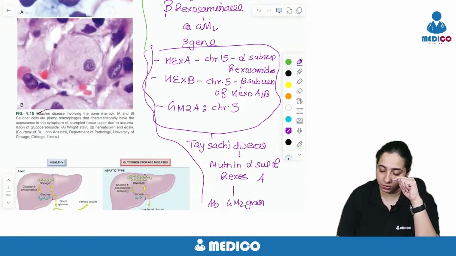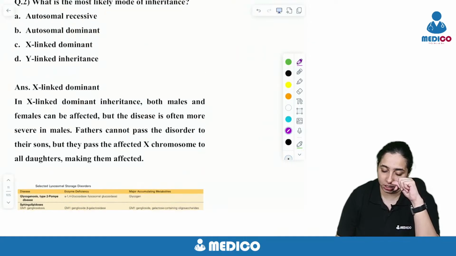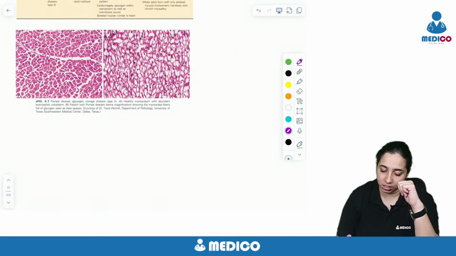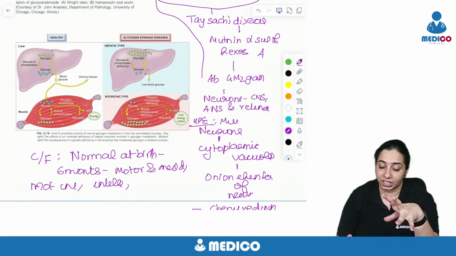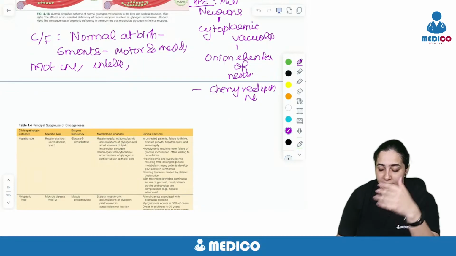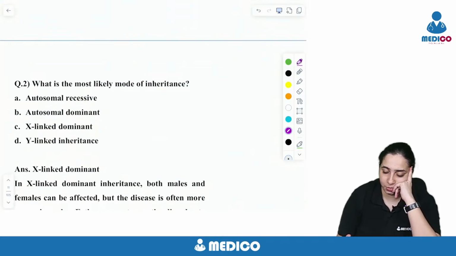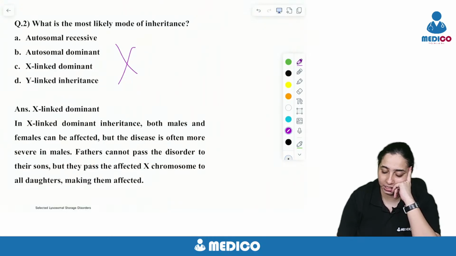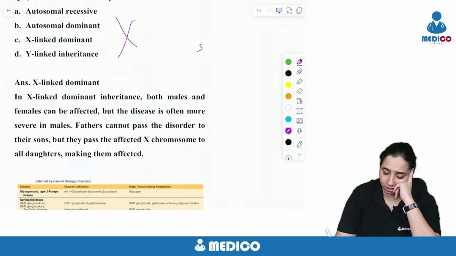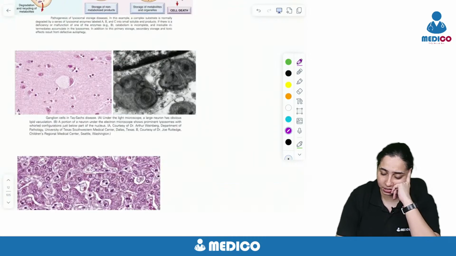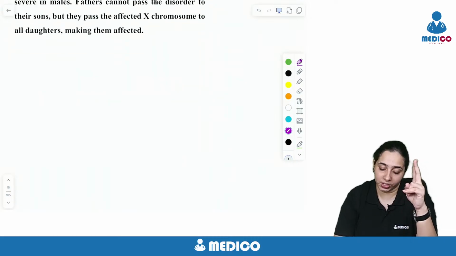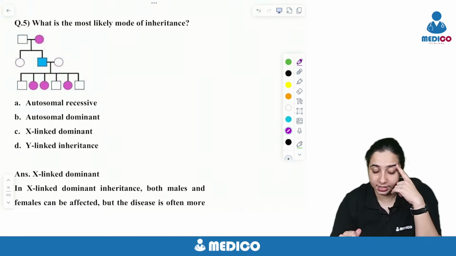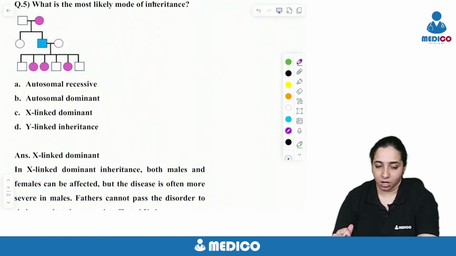Now let's take a look at the next question. Here, as you can see, there are also glycogen storage disorders and pictures dealing with glycogen storage disorders that we will discuss a little bit later. So what is the most likely mode of inheritance? Here this question is incomplete. When you are talking about lysosomal disorders, it is mostly autosomal recessive. Okay. So next question. I think 2 questions have been re-asked. So now let's look at the 5th question, which is the most likely mode of inheritance.